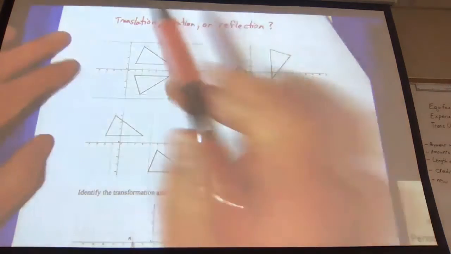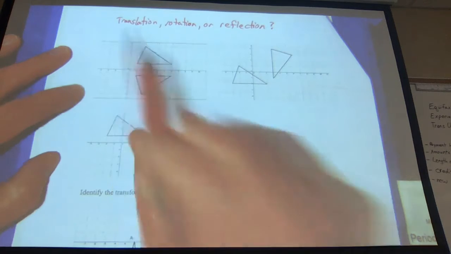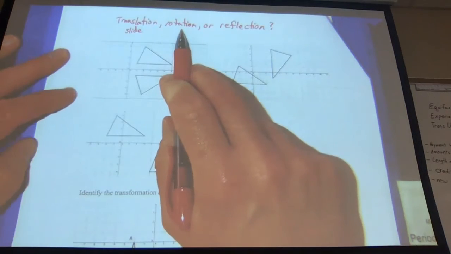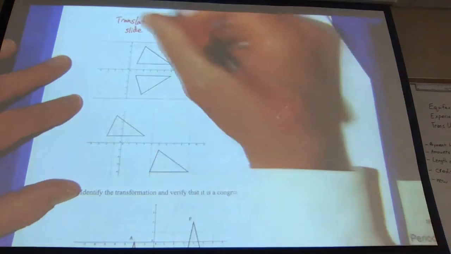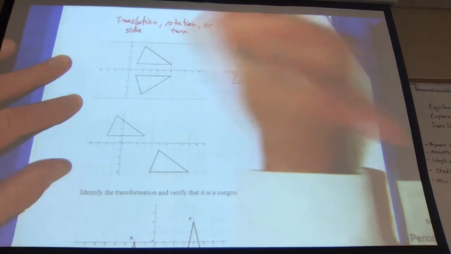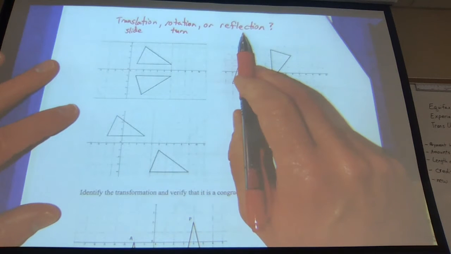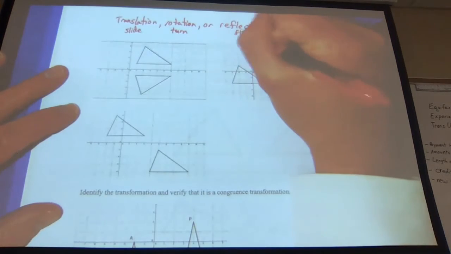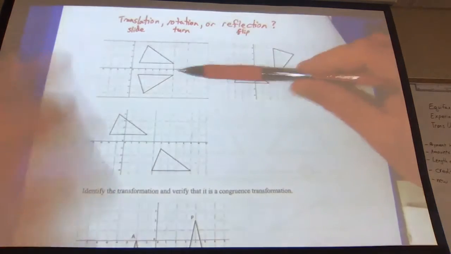Now, if it helps, remember your words. Translation, what's the word to remember for translation? Slide. We're going to slide the figure to another spot. How about rotation? What word can you remember for that? Or turn. If you rotate it, you're turning it. How about reflection? Flip. Yep, that's going to be your mirror image. So if it helps to remember those, think of them that way. Then we just look at the picture. You look at your first picture here.